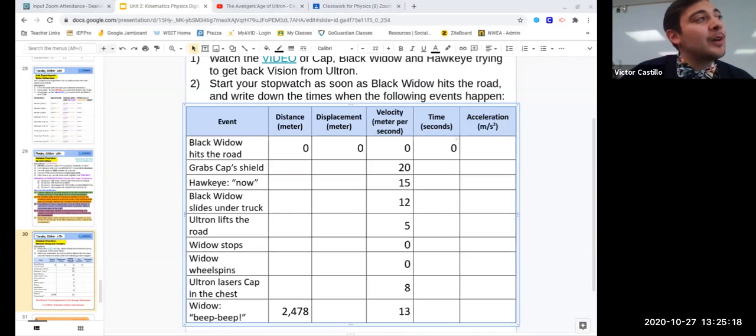So we saw the video. I want you to record the time it took for each of these events, okay? So when Black Widow hits the road, that's 0 seconds. She just started, right? What happens when she grabs Captain America's shield? Well, I'm going to give you a hint. It takes about 11 seconds for her to grab Captain America's shield, right?